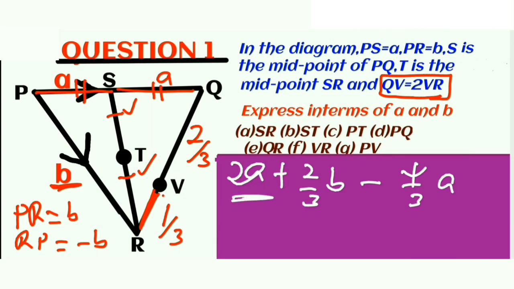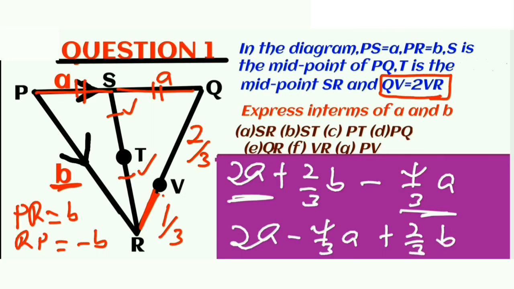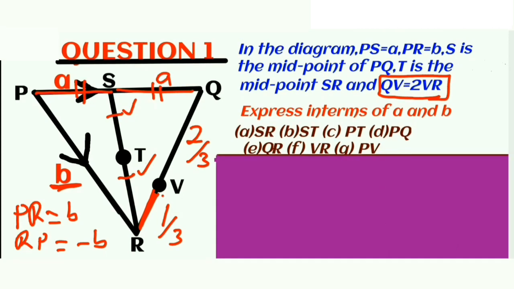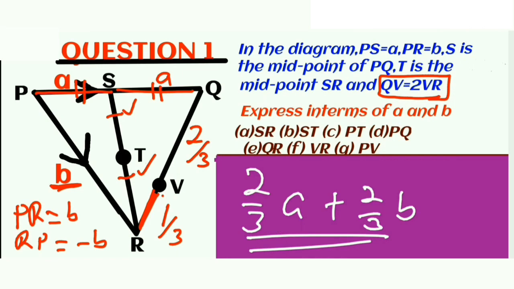You have to collect like terms. So it's 2A minus 4/3 A plus 2/3 B. Then you have to subtract 2 minus 4 over 3 A. So the final answer will be 2/3 A plus 2/3 B. So that's it for this first question.